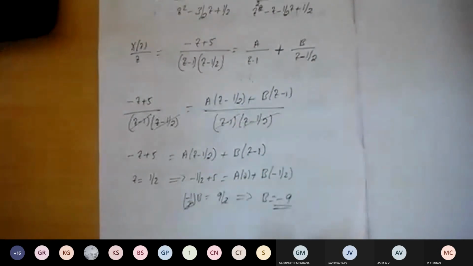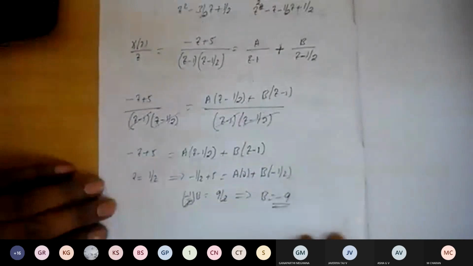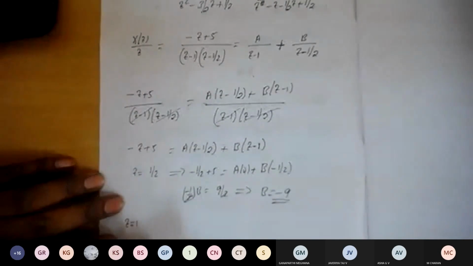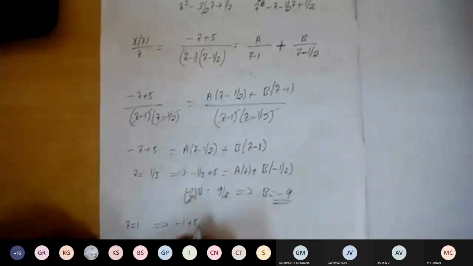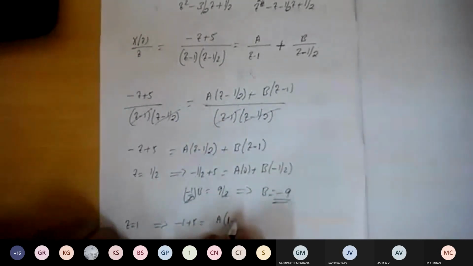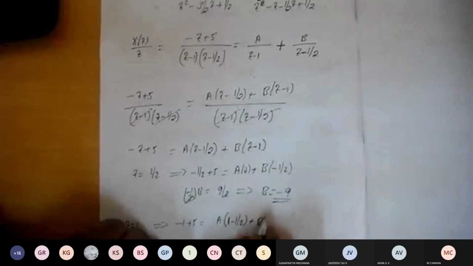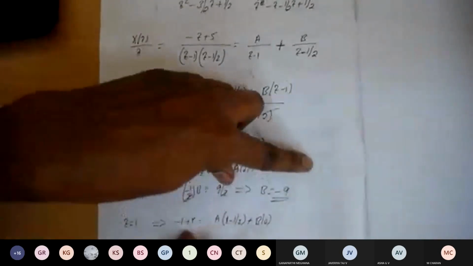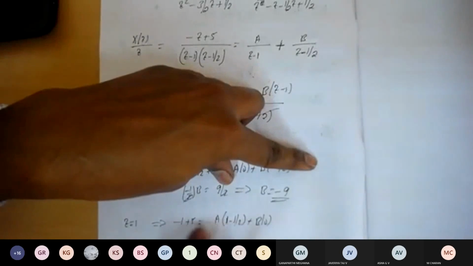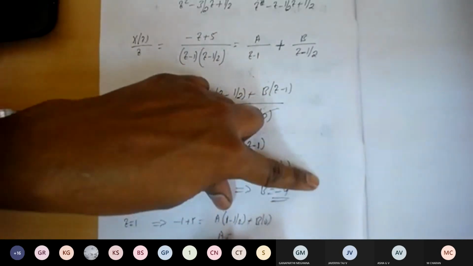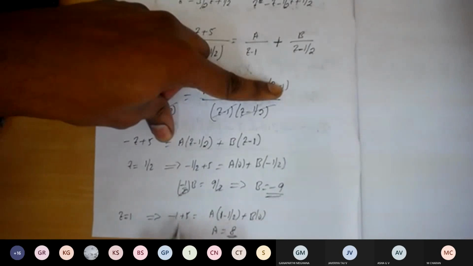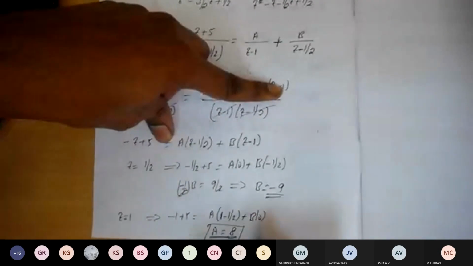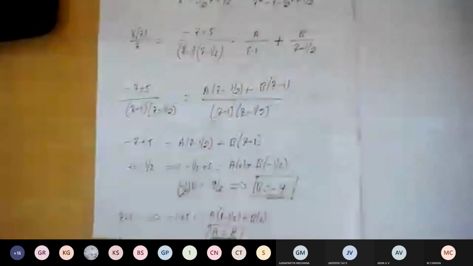And similarly, let us substitute z = 1 so that we'll get the value for a. So it is 1 + 5, so this has become a into (1 - 1/2) plus b into 0. B into 0 will vanish. So a into 1/2 will become equal to 4, since 5 minus 1 is 4 and 1 minus 1/2 is 1/2. If we multiply by 2, a will become equal to 8, and b will become equal to minus 9.